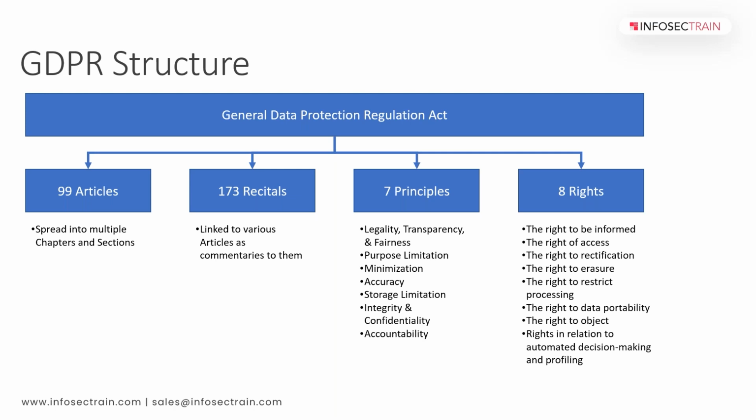You have different perspectives, and then all things are given as part of these 99 articles. And there are 173 recitals that are given, which are actually explaining these 99 articles. So it can be one to many. There are some articles where you don't have recitals. So you have multiple things that are there, and based on that, you are going to do that one.